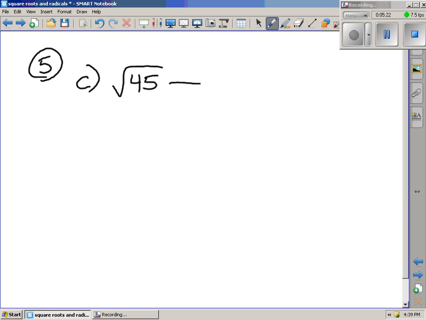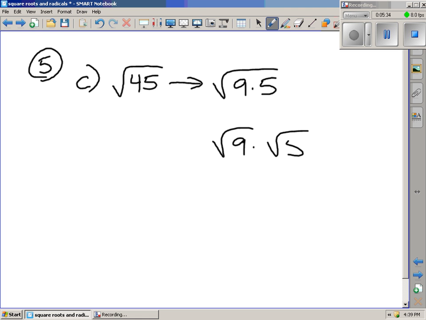5C. In this case, they give it to you where it's not broken down into factors. So let's go ahead and factor it. So now we break this down into 9 times 5, and we're going to split this up into two different radicals. The square root of 9 times the square root of 5. The square root of 9 is 3, or negative 3. We're going to just keep it as a positive. So you get as your final result 3 square root of 5.